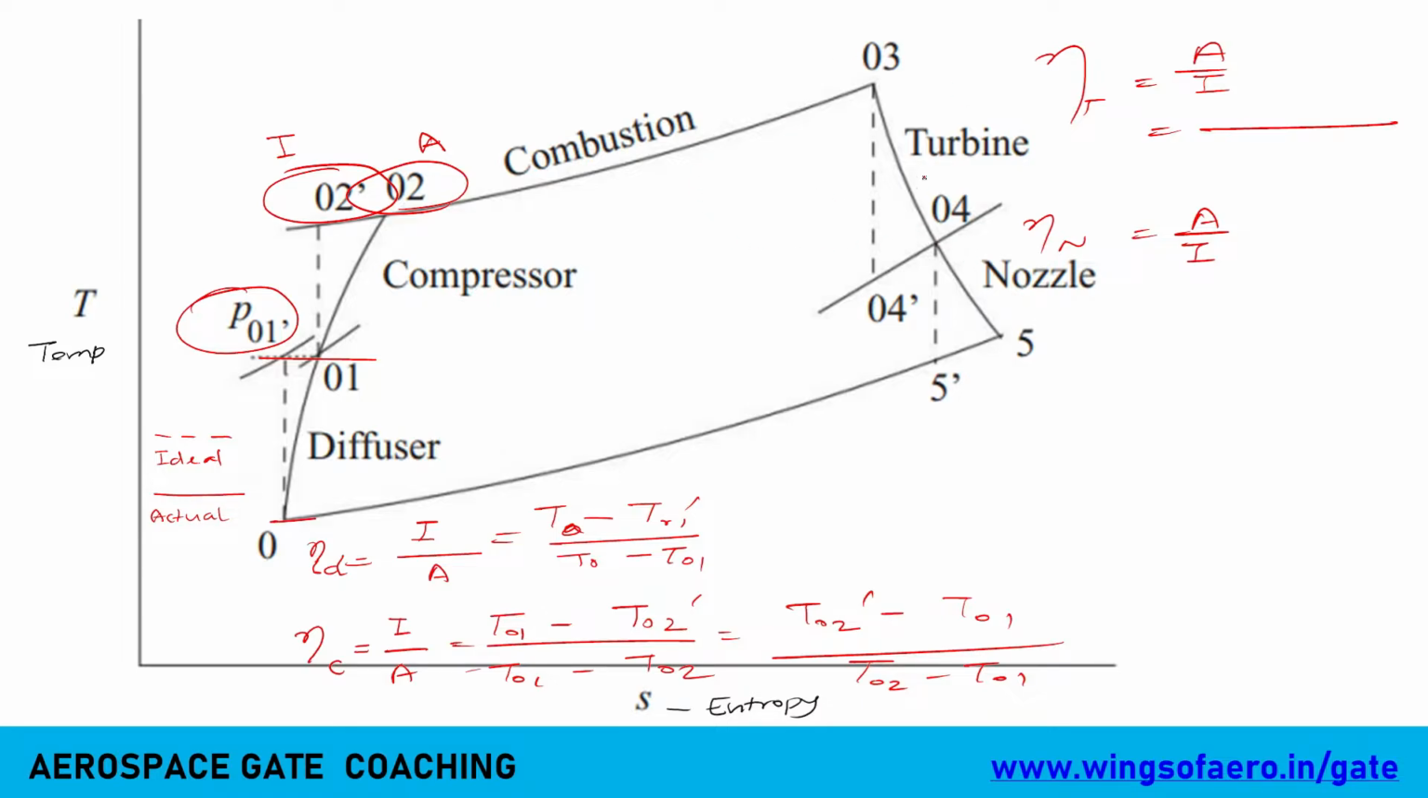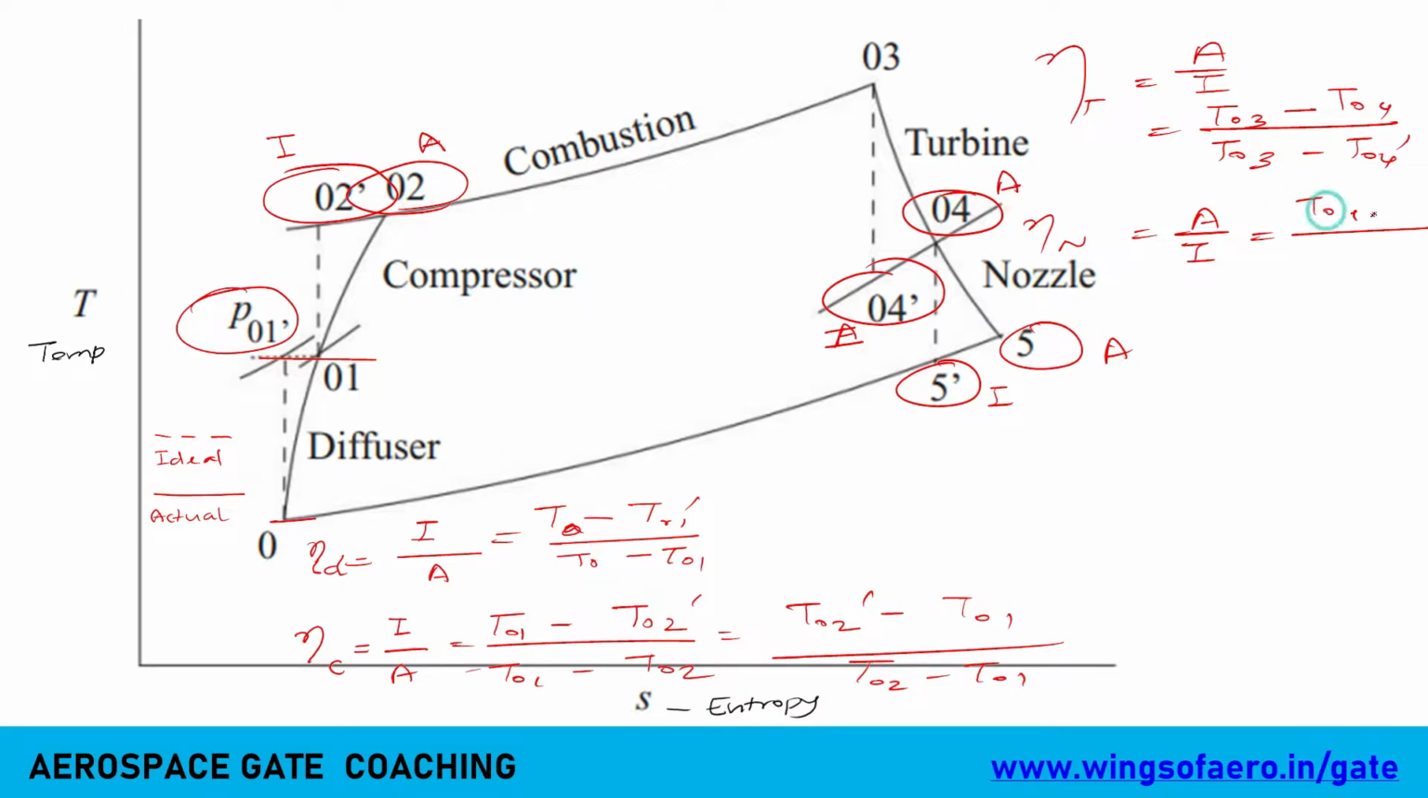Difference in temperature. So when you are finding this, the prime or the dash is the ideal one, and without dash is the actual one. So this is the ideal and this is the actual. Now you can simply write down the formula here. T naught 3 minus actual we have, so T naught 4, divided by T naught 3 minus T naught 4 prime or dash. So similarly for the nozzle you can write, so it is between these two zones.